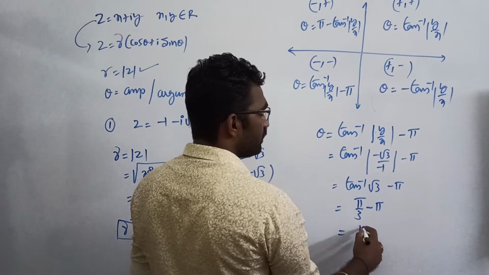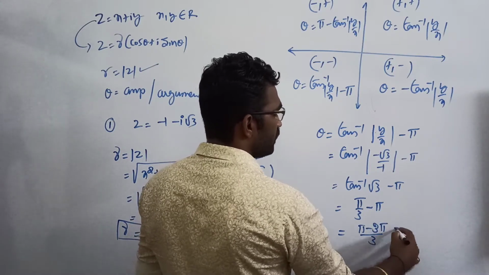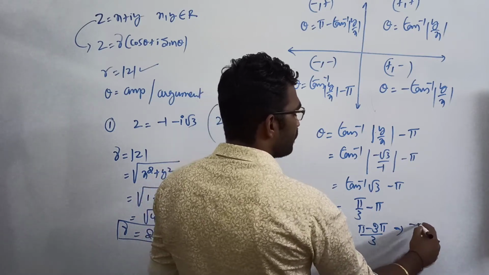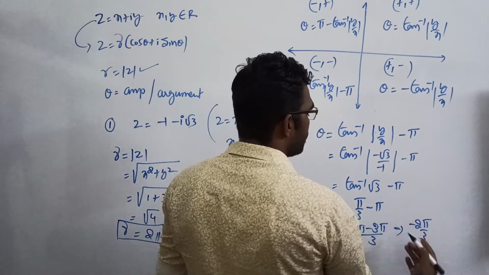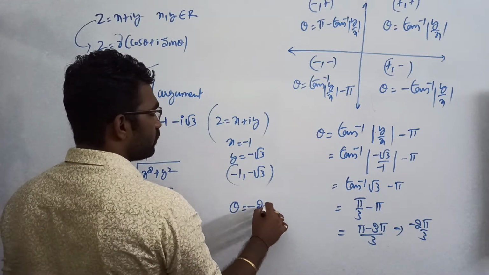Therefore we can write pi by 3 minus 3 pi by 3, so the answer we get is minus 2 pi by 3. Therefore the theta value is equal to minus 2 pi by 3.